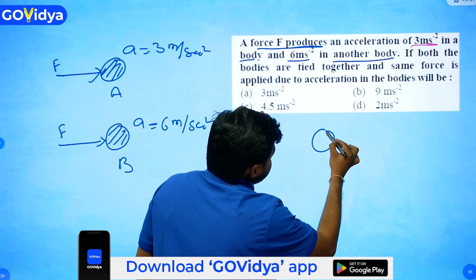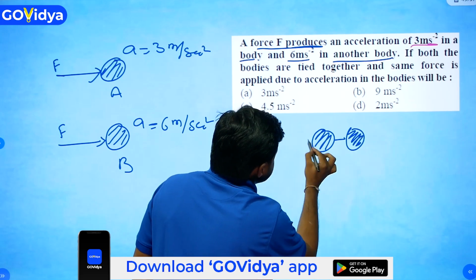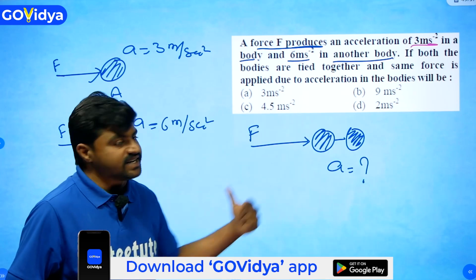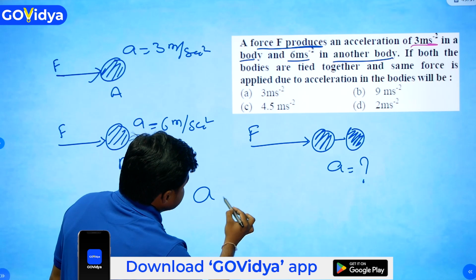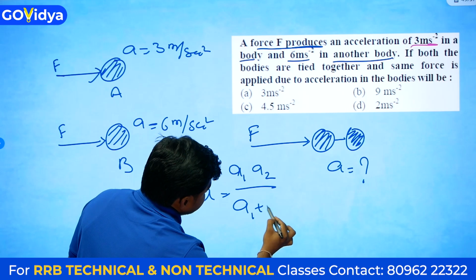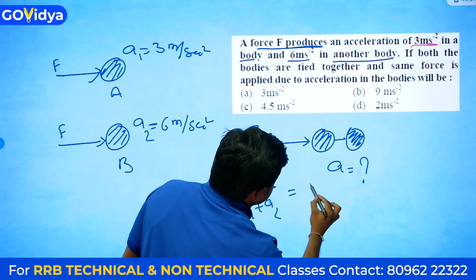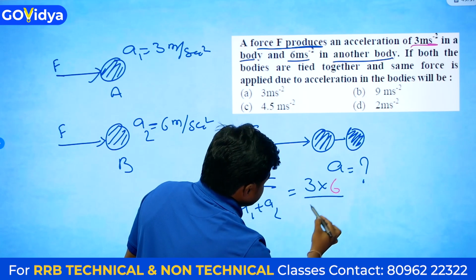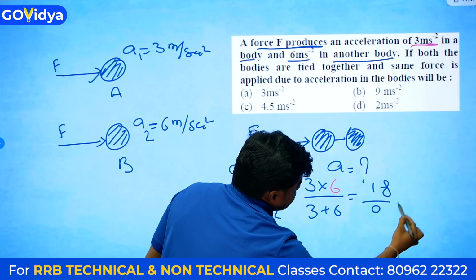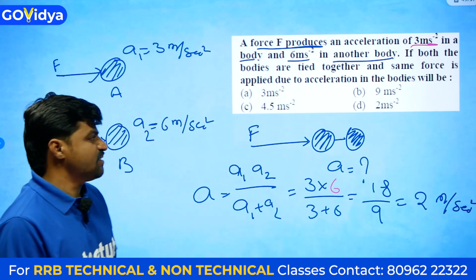These two bodies are tied like this. When the same force is applied after tying, what is the acceleration? Okay, we have to find the acceleration. I will give one formula: acceleration is equal to a1 a2 by a1 plus a2. This is a1 and this is a2. Okay, a1 is equal to 3, a2 is equal to 6. 3 into 6 by 3 plus 6. 3 into 6 is 18. 18 by 9 is equal to 2 meters per second squared. Okay, from the options, option D is the correct answer.